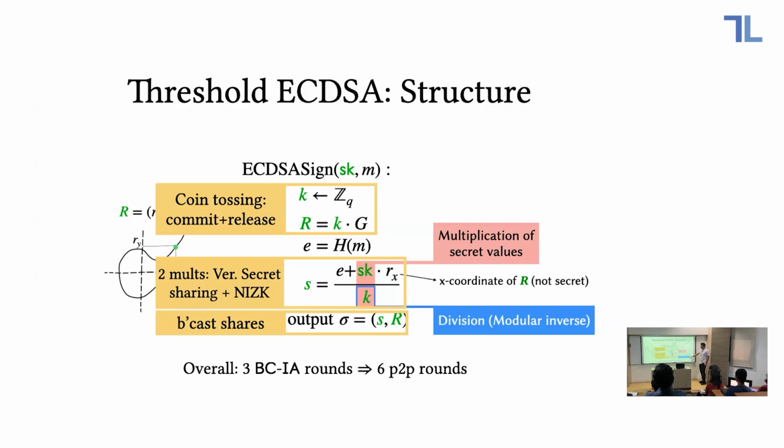And then finally, there's one broadcast round just to reconstruct the signature. And it's super high level. I'm happy to answer questions later about this if there's interest. This ends up inducing a protocol that takes 3 broadcast rounds, which ends up becoming 6 point-to-point rounds through our compiler.